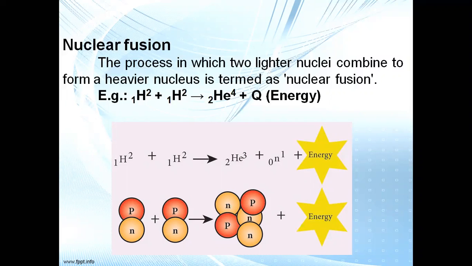This mass is converted into energy. This concept was proposed by Einstein in 1905. The famous equation is E equals mc squared, where c is the velocity of light in vacuum or air, c equals 3 times 10 power 8 m s power minus 1. So this is nuclear fusion.